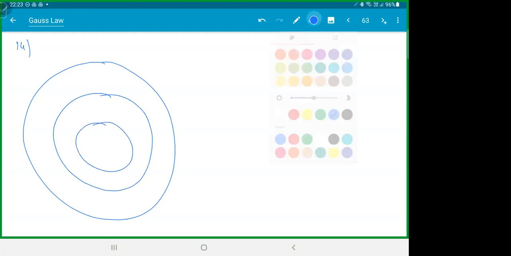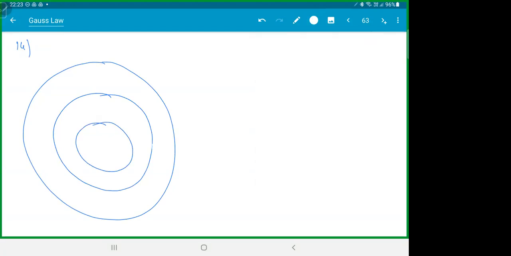3 shells. This is switch S1. This is switch S2. So I'm connecting 1 and 3 and I'm grounding the center shell, all together. So this guy has charge Q. This guy has charge minus 2Q. This guy has charge 3Q.